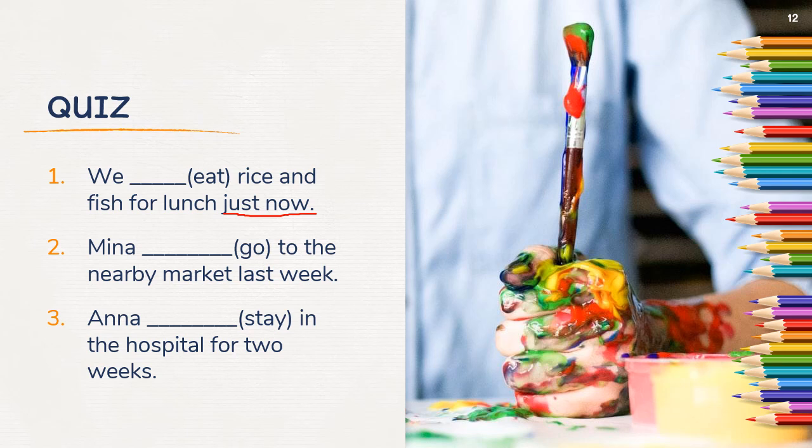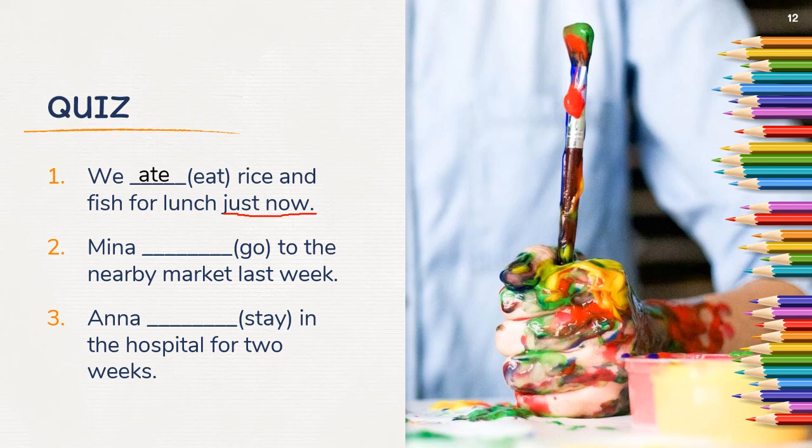So now let's look at the verb eat. So since just now indicate past tense, so the past tense of eat is... Yes, you are right. Ate. So the answer here is we ate rice and fish for lunch just now. Well done. Now let's look at the second question.